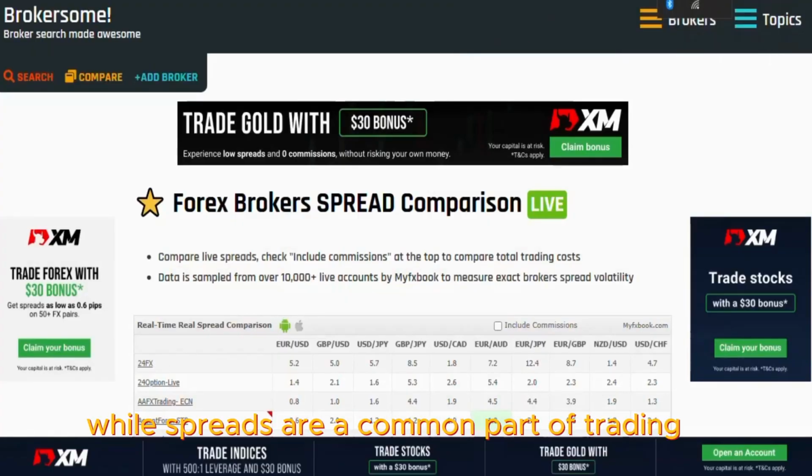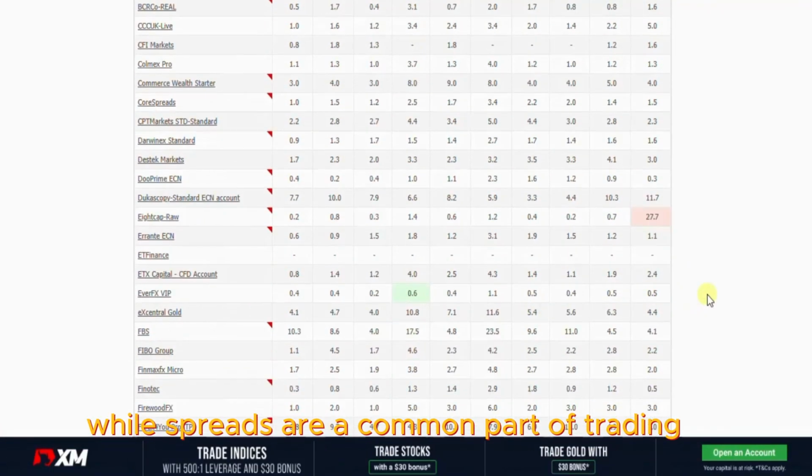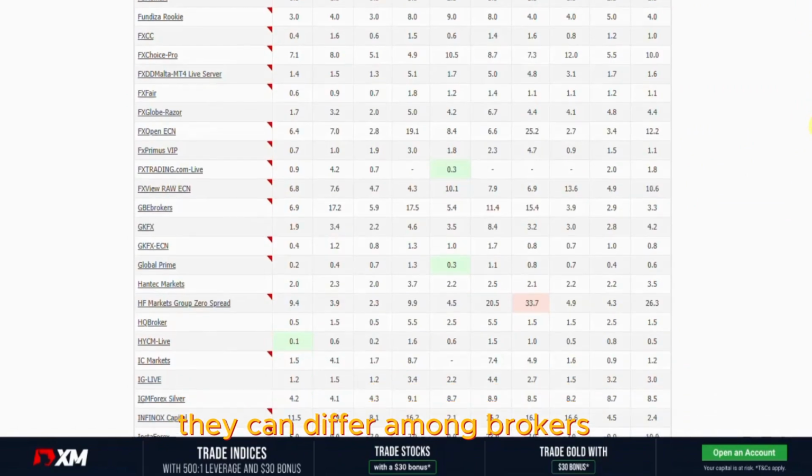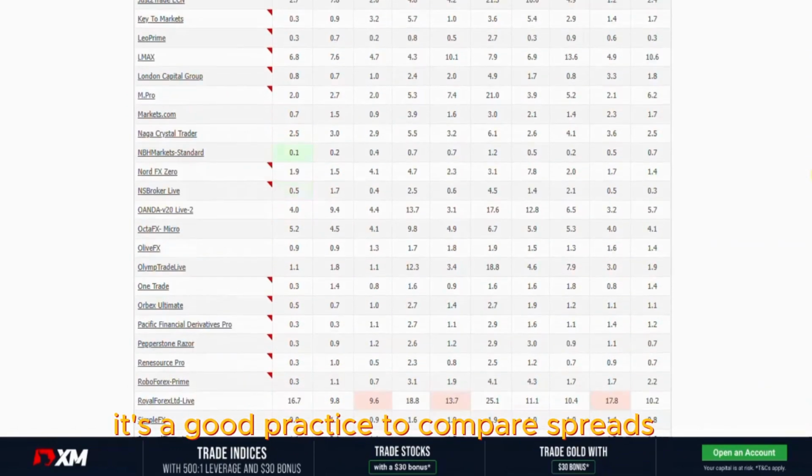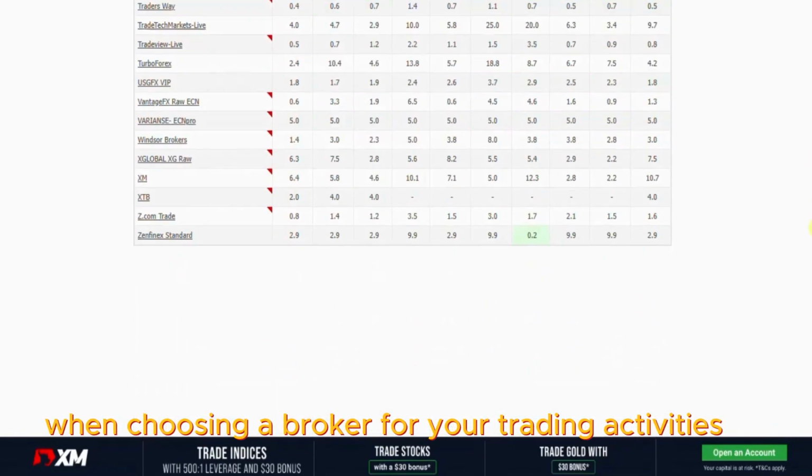Keep in mind that while spreads are a common part of trading, they can differ among brokers. It's a good practice to compare spreads when choosing a broker for your trading activities.